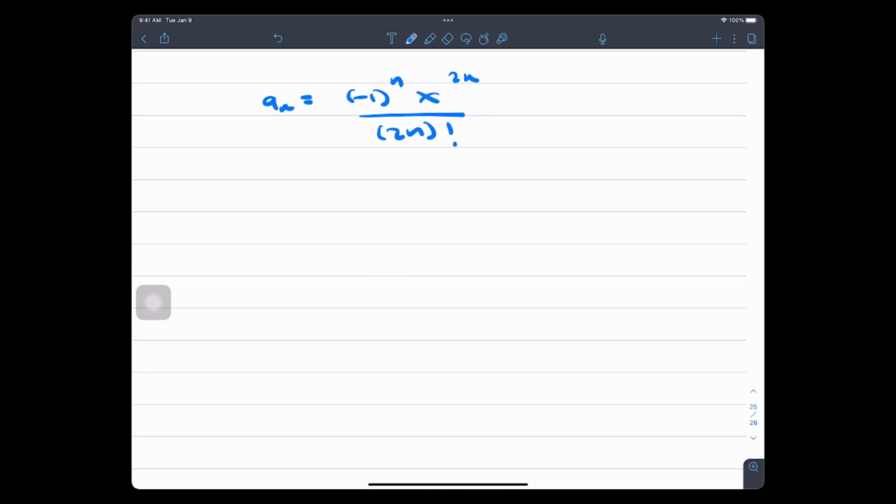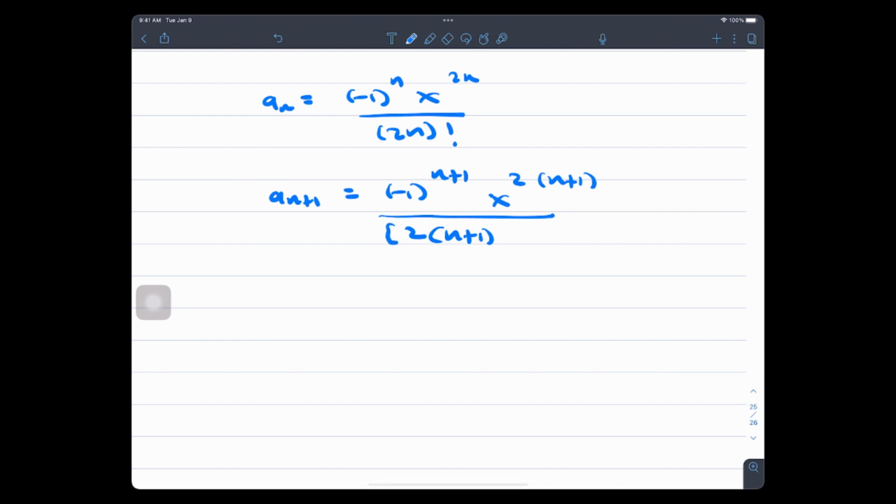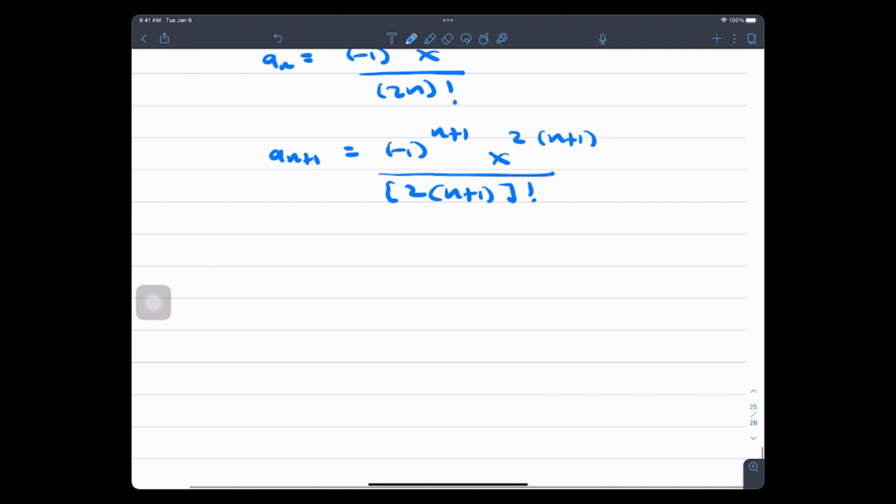So what's the next term, an plus 1? What is that next term? You're going to have what? Replace your n with n plus 1. That's 2, n plus 1, factorial. Now, I think you probably want to do a little simplification here, right? In other words, isn't this power going to be 2n plus 2? And this will be 2n plus 2 also.